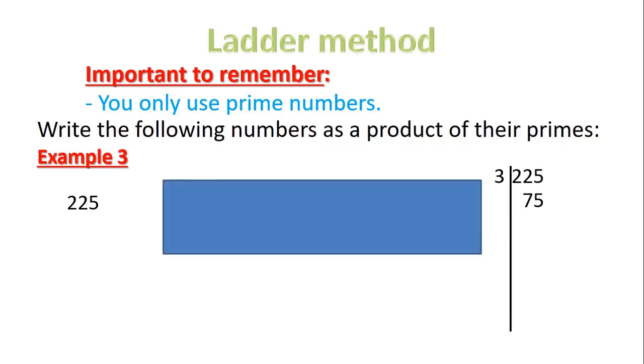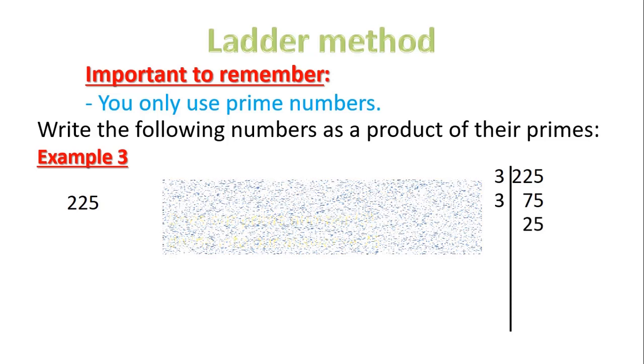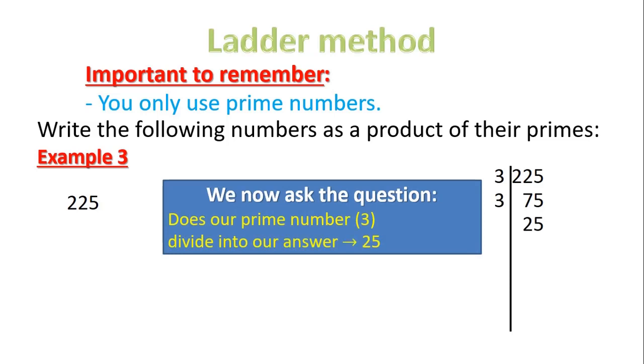Okay, now again we ask the question, does our prime number of 3 that we're working with at the moment divide into our answer of 75? Again, yes it does. So we put it to the left of our 75, and we now do our division. 3 into 75 goes 25 times. Now we carry on. We ask the question, does our prime number of 3 go into 25? Hopefully you can see that it doesn't.